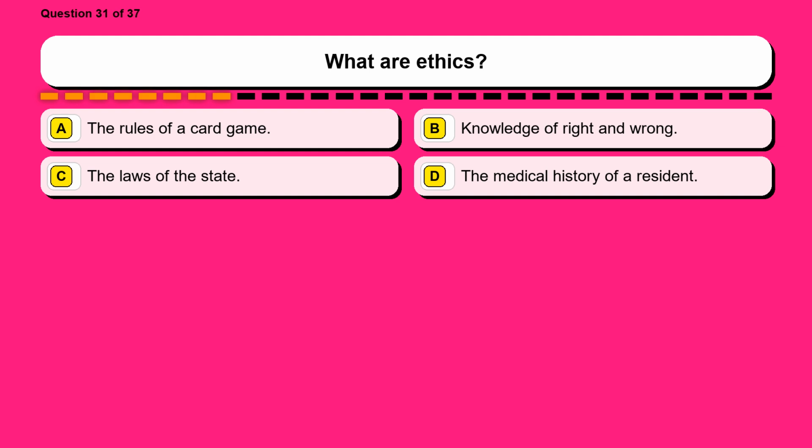Option A. The rules of a card game. Option B. Knowledge of right and wrong. Option C. The laws of the state. Option D. The medical history of a resident.